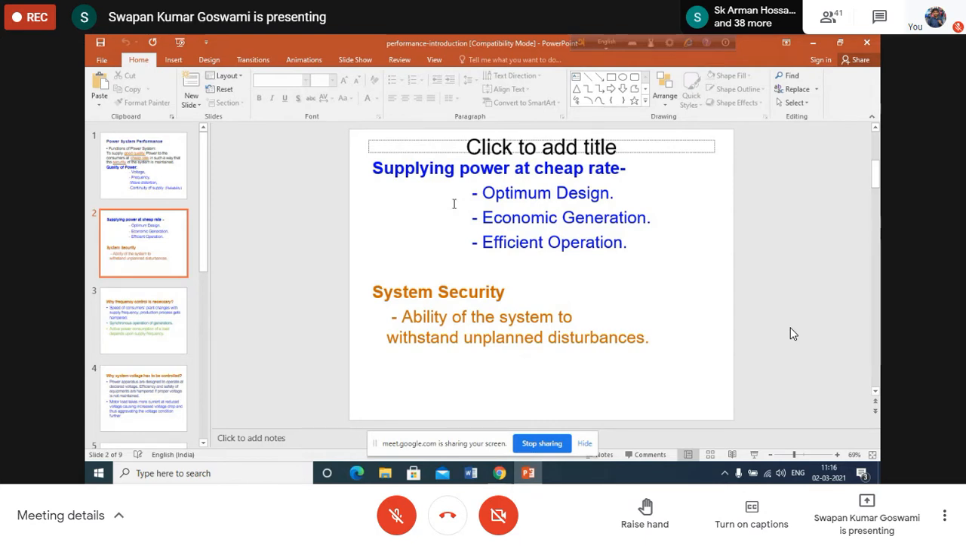So in this particular course, however, we shall not be discussing system security. We shall not be discussing the so-called efficient operation, optimum design, all these things. Mainly the voltage and frequency maintenance and economic operation somehow will be discussed here.